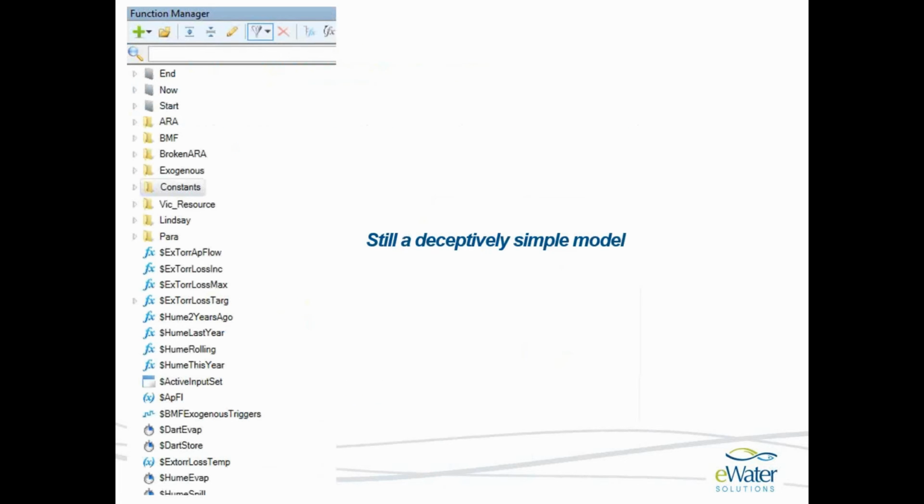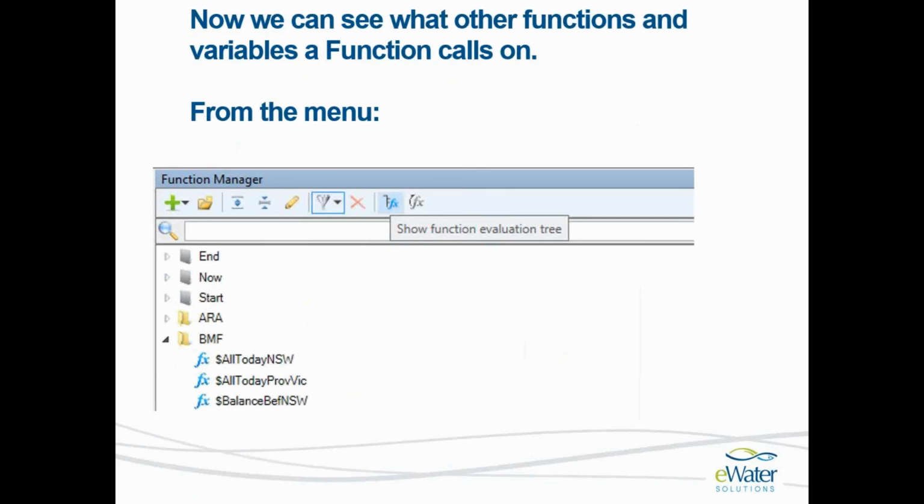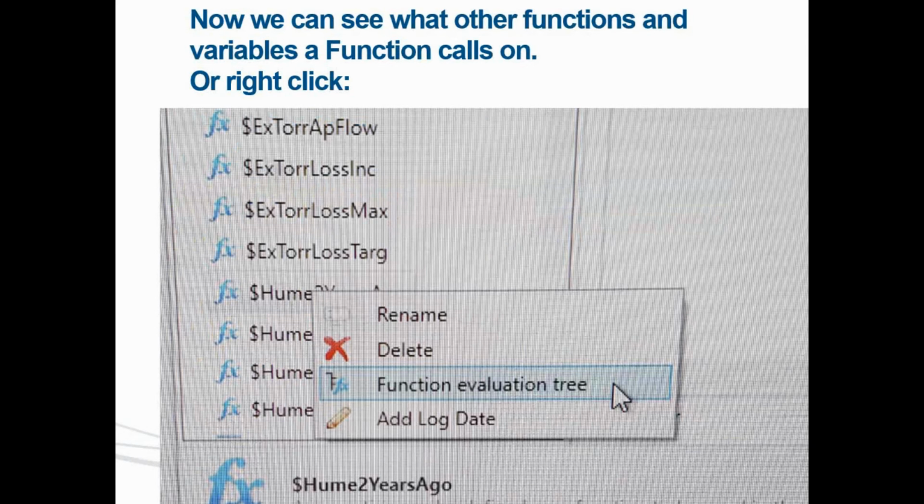You start to see there are a lot of functions in this model over on the left. This is a screenshot of the function manager, and you can see that there's a lot of functions there. This is where the new functionality comes in. Up the top, you can see there are two new icons, show function evaluation tree, where the mouse is now pointing. We'll look into what show function evaluation tree tells us. You can also get to the function evaluation tree by right-clicking in the tree.